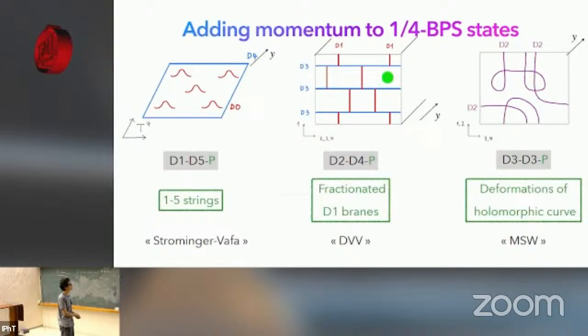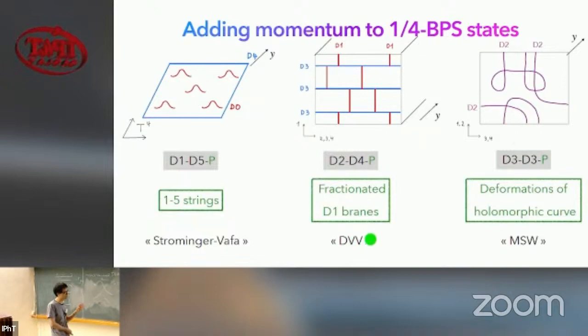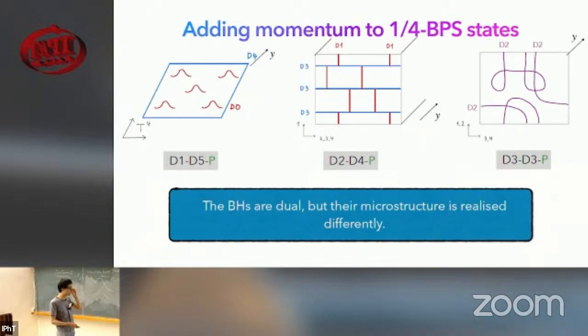For the D1-D5-P system, the microstructures that are carrying the momentum are usually understood as the 1-5 strings. So this is the leading order of the entropy. For the D1-D2 system, this is the fractionated D1 branes. Actually, it's the D2 branes, sorry, the fractionated D2 branes. And this is linked with the Das-Mathur-Lunin, sorry, the Denef-Vafa-Verlinde-style way of doing things. So the microstates. And on the other hand, with this D3, what happens is that you have some deformation of your holomorphic curve here, and the deformation depends on where you are on the Y circle. And so this is how they carry momentum. And this is, let's say, an easier version of Maldacena-Strominger-Witten, MSW. So again, the black holes are dual, but the microstructure is realized very differently.